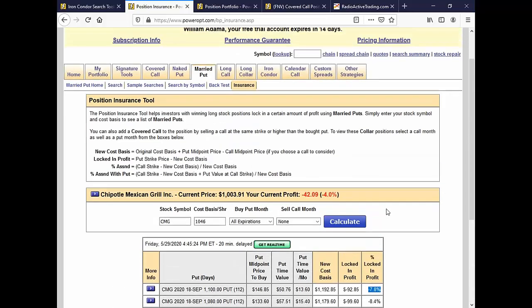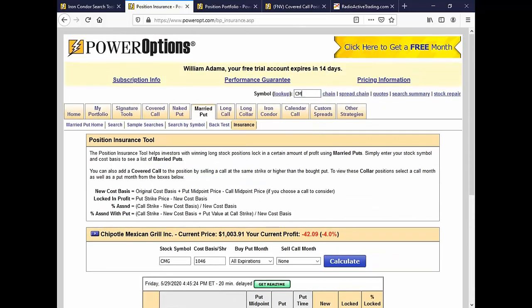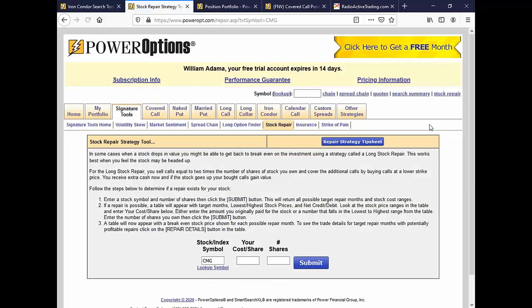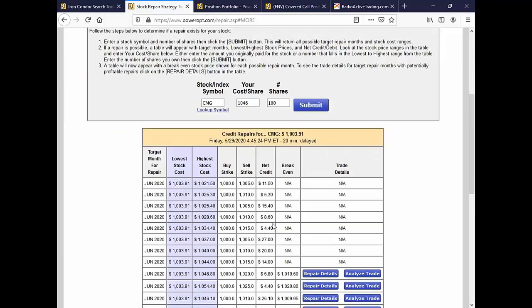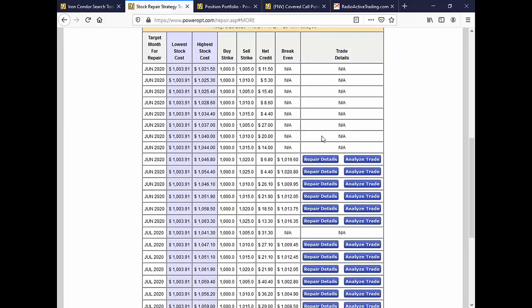The tool that I use if I've been assigned at a different price is the stock repair tool. It doesn't add insurance to the downside. But what the stock repair tool does is that if I put in my cost basis and my number of shares, and of course we saw it was 4% below where it is right now, this tool builds stock repair positions using a ratio call spread to help me get back to break even.